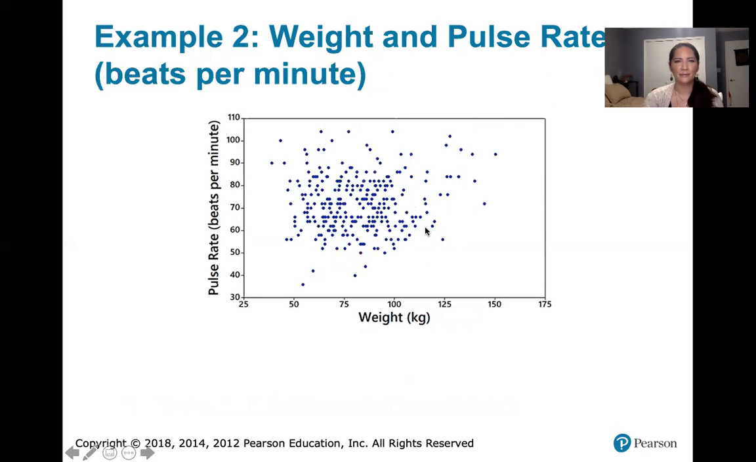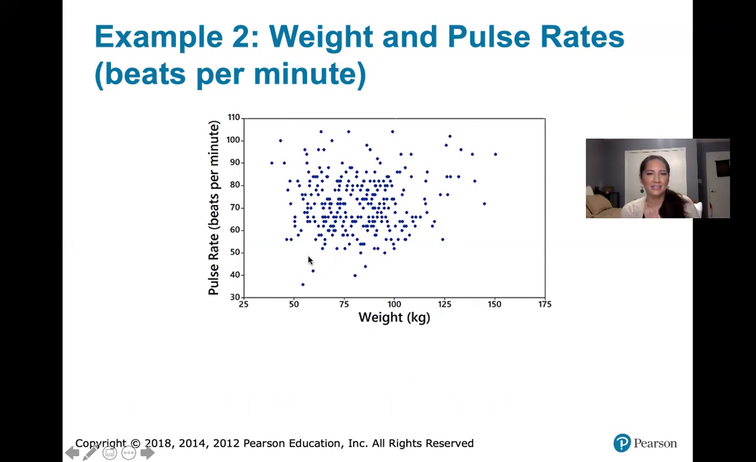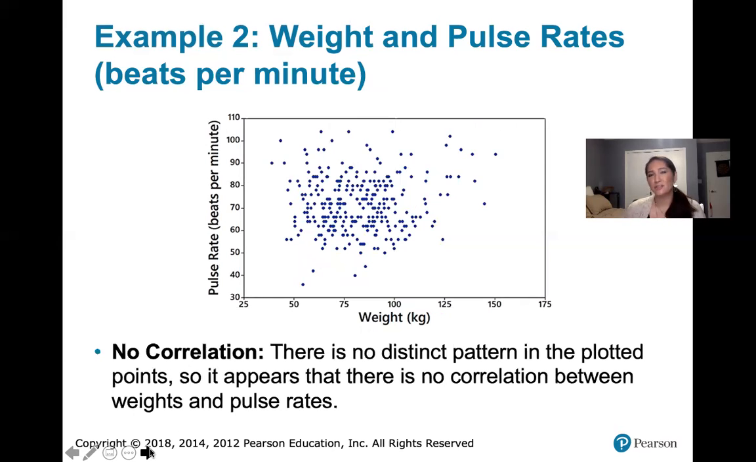Now, here's an example of two variables where there isn't actually a correlation. You see how the data are just everywhere? We have all these dots all over the XY plane. This is a graph of a person's weight and their pulse rate in beats per minute. If this is representative, what this suggests is that there's no correlation between weight and pulse rate. There's no distinct pattern in the plotted points, so it appears that there's no correlation between those two variables.